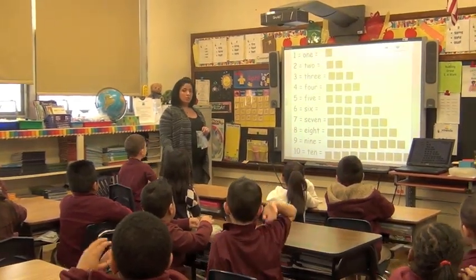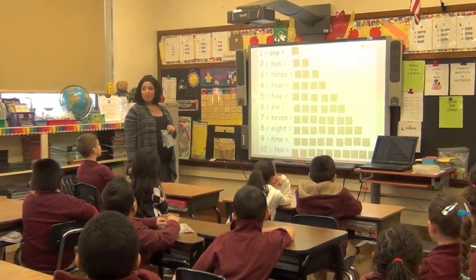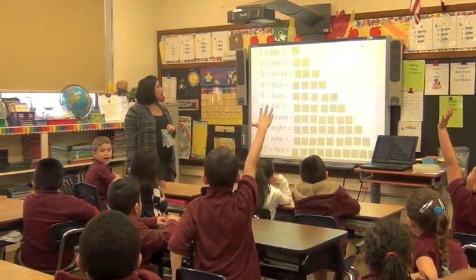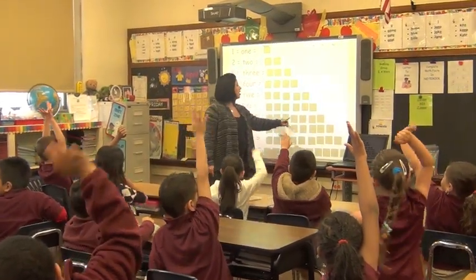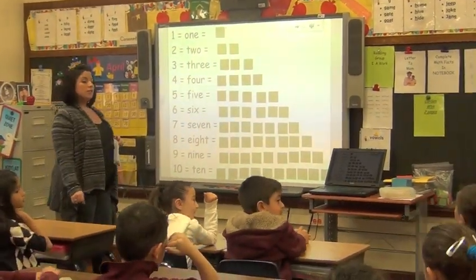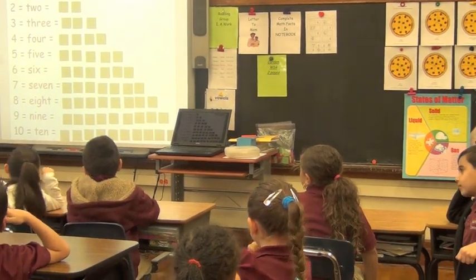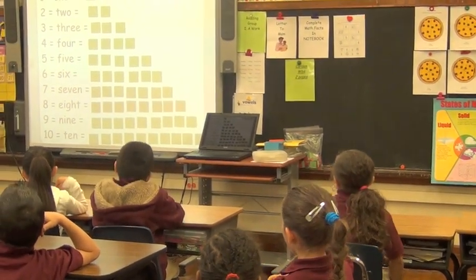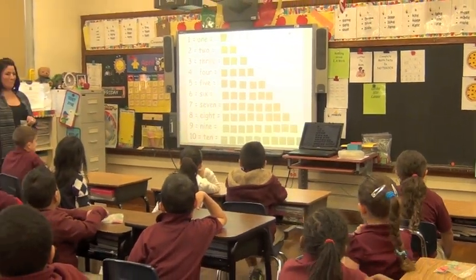Boys and girls. Three, same as the word three equals three blocks. And I add one more. Watch the pattern as it goes down our chart here. Watch the pattern. When I add one more, it becomes what, Alicia? Four. Four, same as the word four equals four blocks. Good. Boys and girls.